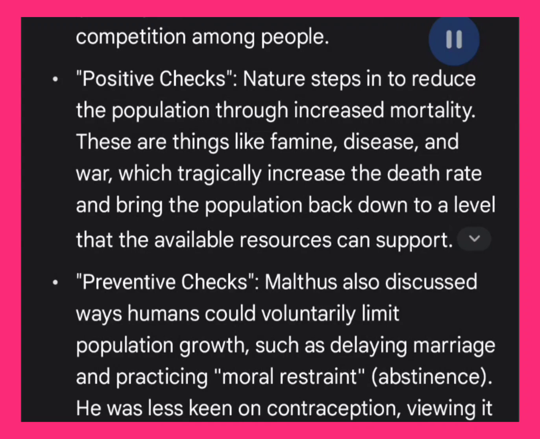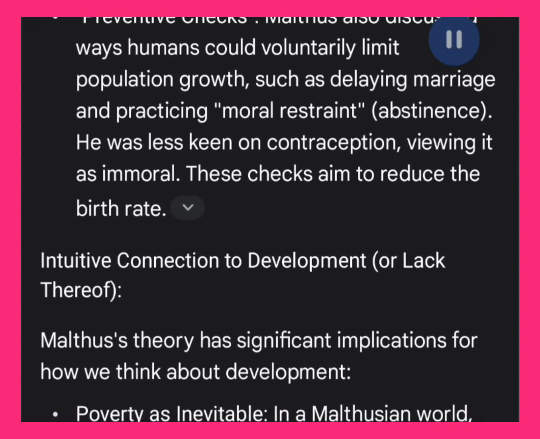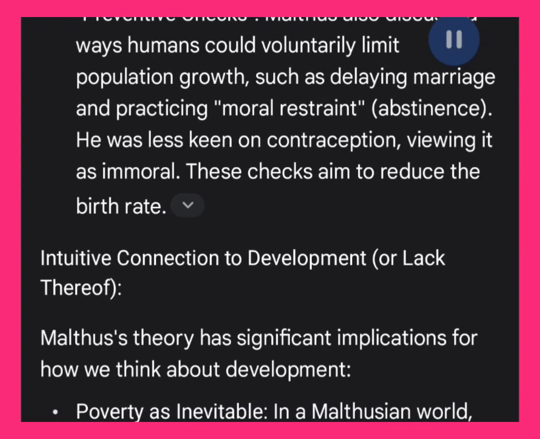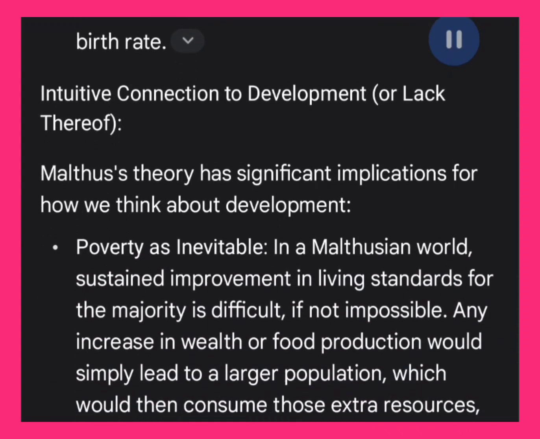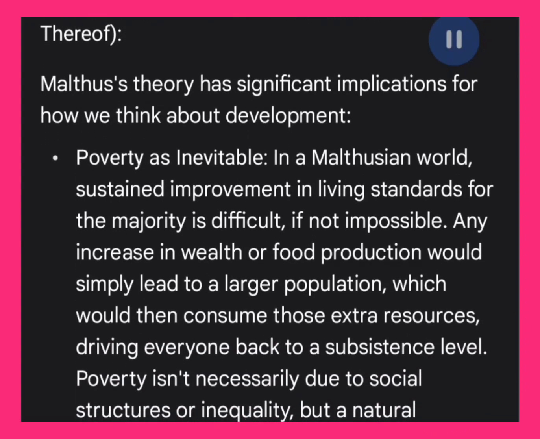Preventive checks. Malthus also discussed ways humans could voluntarily limit population growth, such as delaying marriage and practicing moral restraint, abstinence. He was less keen on contraception, viewing it as immoral. These checks aim to reduce the birth rate. The intuitive connection to development, or lack thereof: Malthus's theory has significant implications for how we think about development.